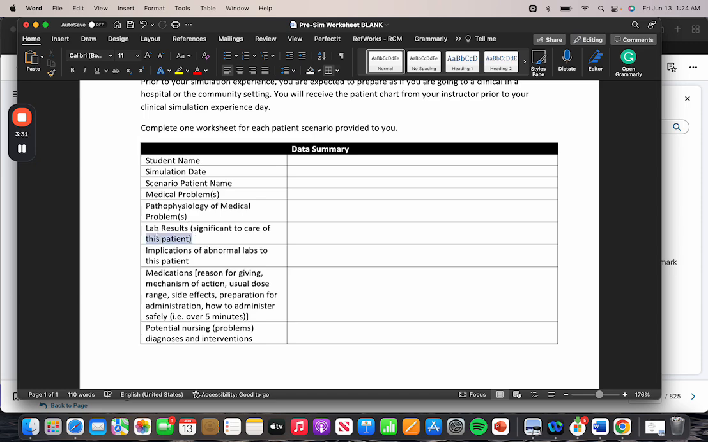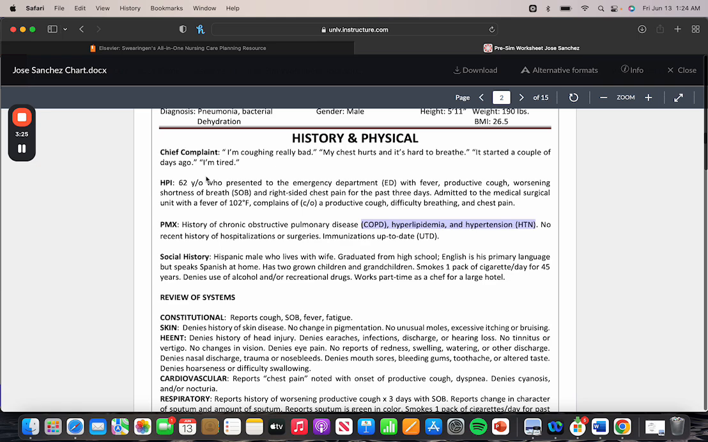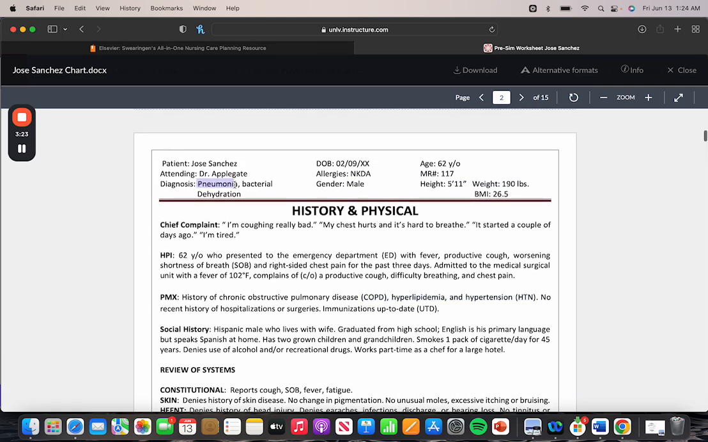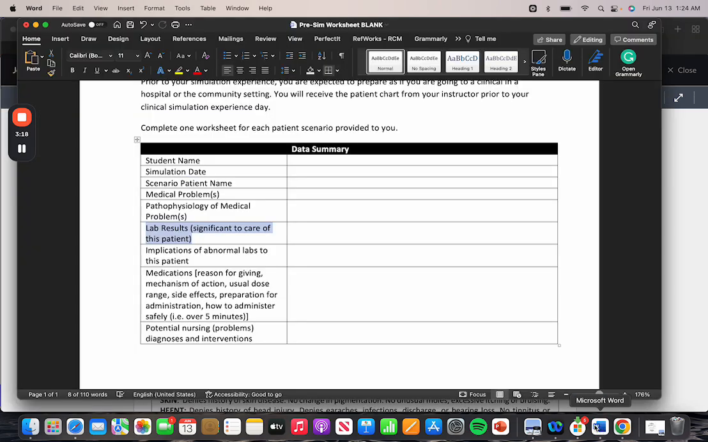Lab results are going to be found in the patient's chart. Only pick the ones that are significant to this patient. What I mean by that is, look at the diagnosis, in this case pneumonia, and pick out what labs you think are relevant for a patient with pneumonia. This next box here, implications of normal labs. So what do you think is causing this lab value to be the way that it is? And so that's kind of where you'll describe that.